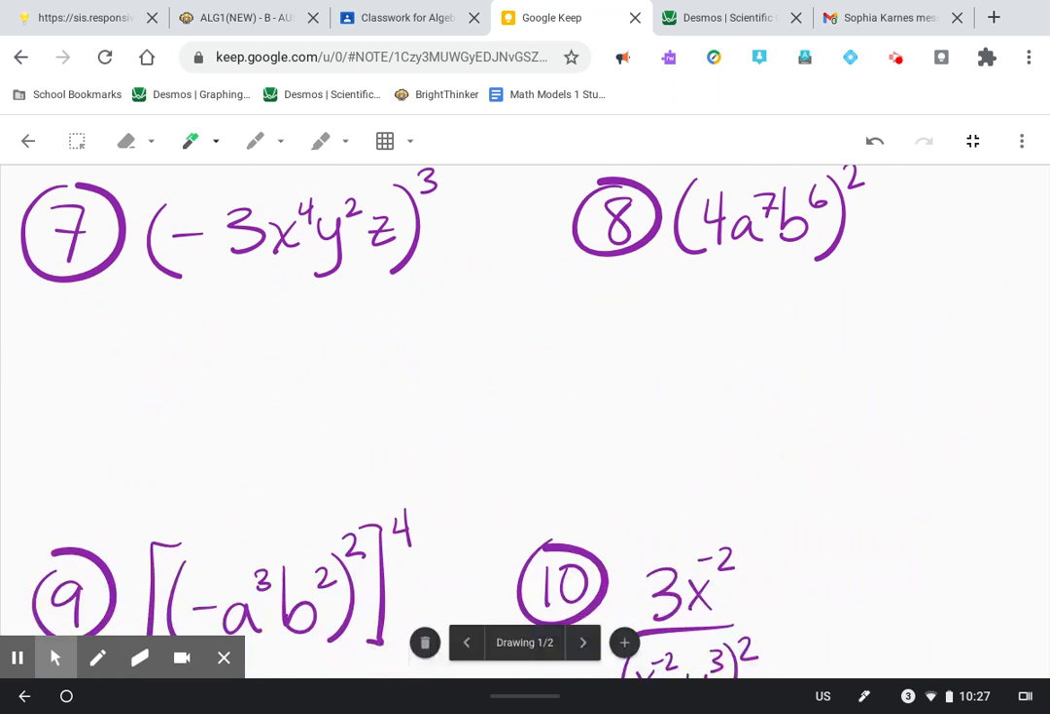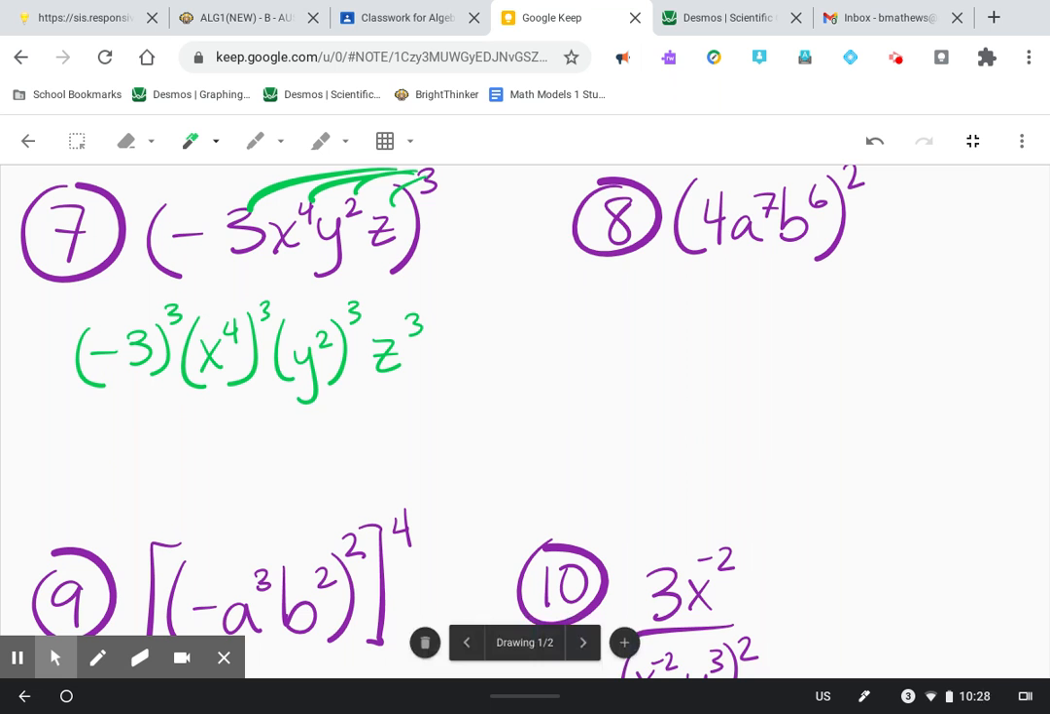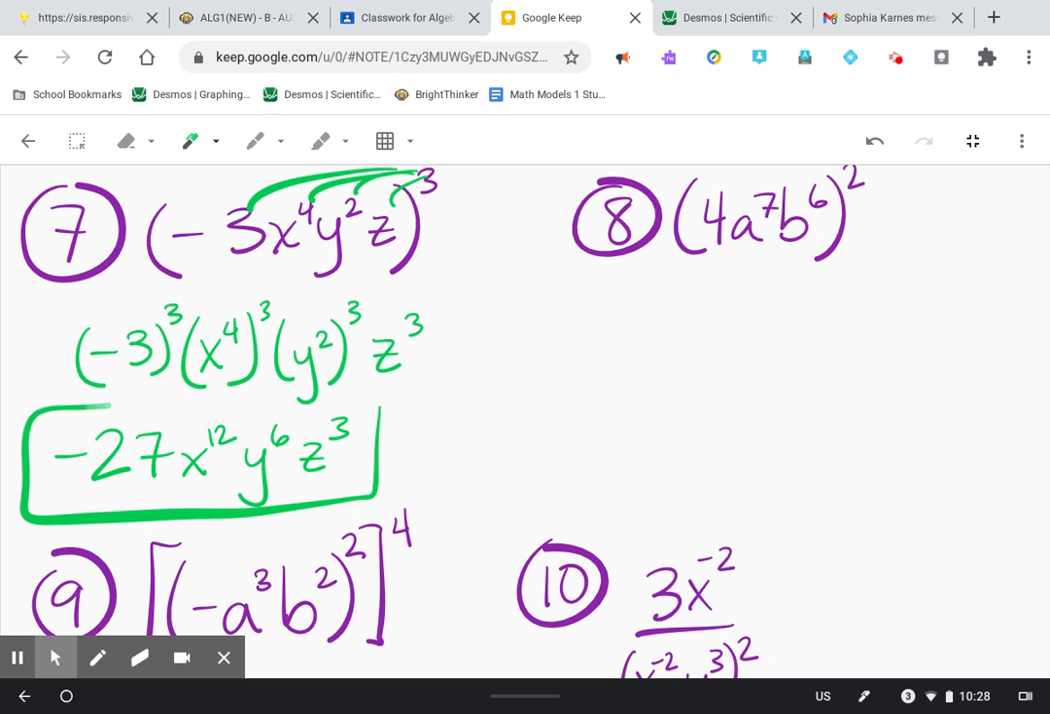Same thing with number 7. So we're going to go through. We're going to do negative 3 to the 3rd power, x to the 4th to the 3rd power, y squared to the 3rd power, and z to the 3rd power. So notice that that 3 got multiplied to every term in there. Negative 3 to the 3rd, you can do this in your calculator, but the answer is negative 27. 4 times 3 is x to the 12th. 2 times 3 is y to the 6th. Z to the 3rd. So again, you just follow the process, doing each property on its own, and it should work out pretty well.